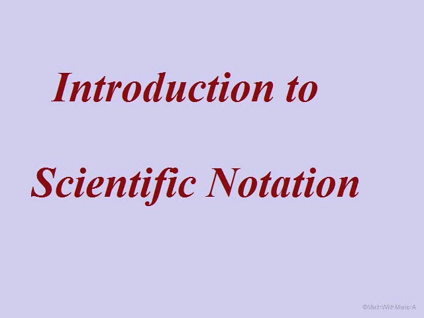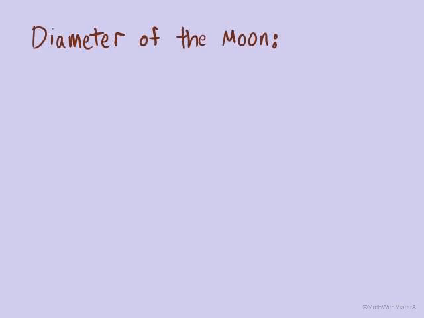In this video, we will cover an introduction to scientific notation. Let's start with a couple of quantities. First, the diameter of the moon. So if we stood on one point on the moon and drilled right through the moon, right through the center to a point on the other side of the moon, how far would that be in meters?